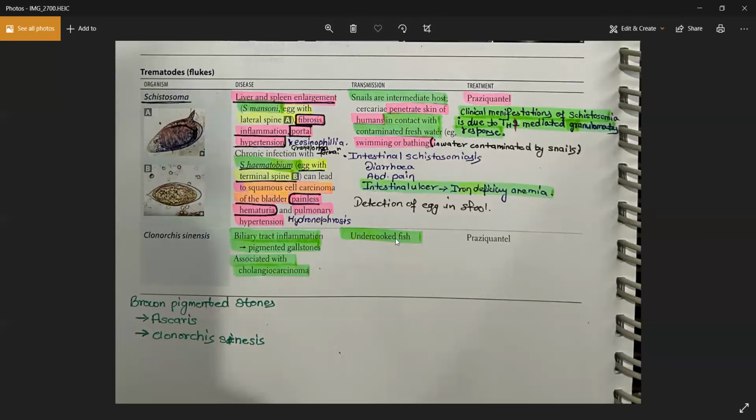Okay, thank you. Then comes the Clonorchis. The only thing that you need to remember is that it infects the bile tract. So it can cause the pigmented gallstones and it can cause cholangiocarcinoma. Okay, so for the bile tract involvement, for the stone formation, you remember two organisms, which are Ascariasis and Clonorchis sinensis. And for the cholangiocarcinoma, you will always remember the Clonorchis only. Okay, undercooked fish. Remember one more organism acquired by the fish.